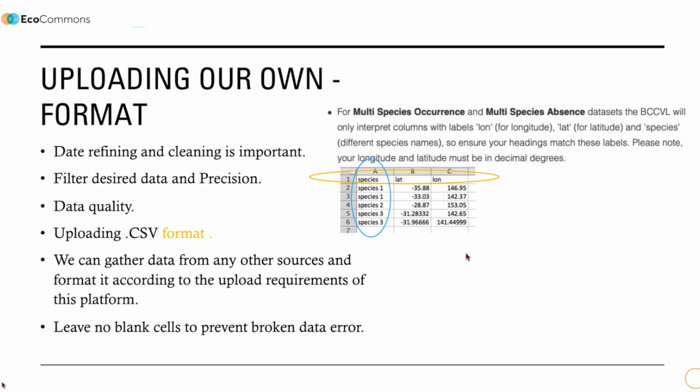When we are uploading our own data, we can check a few things. We can check if the format matches the requirements of the platform. As we can see here, we have a species column, and we have latitude and longitude. For species, we can have a number of species lined up here, as you can see, 1, 2, 3. We have to make sure we don't have any special characters, blank cells, or spaces in this dataset.